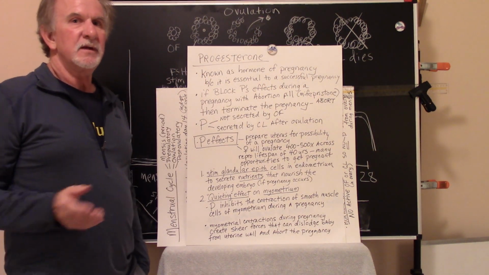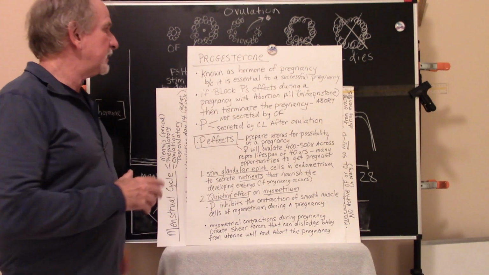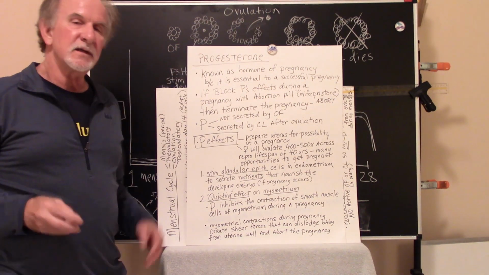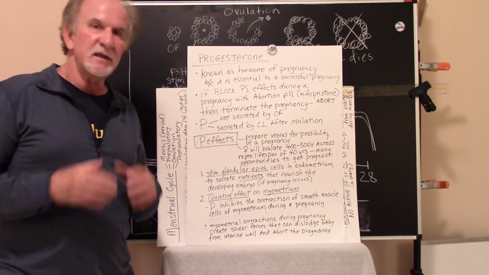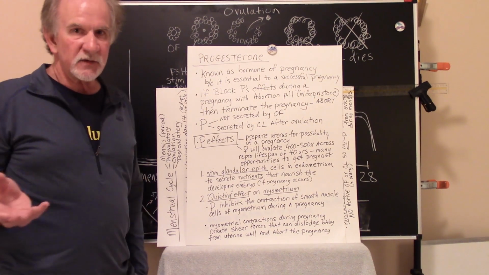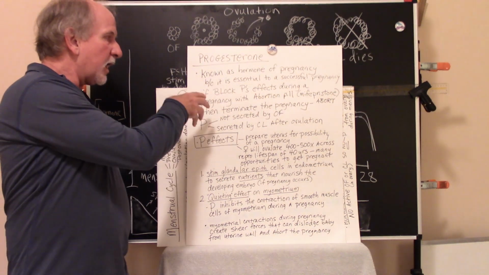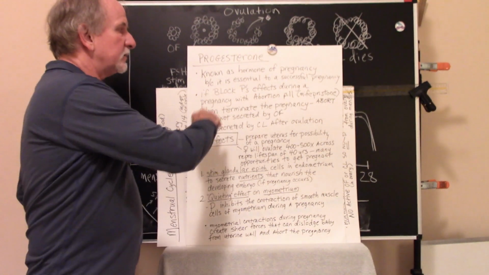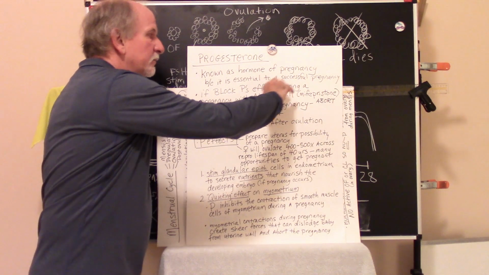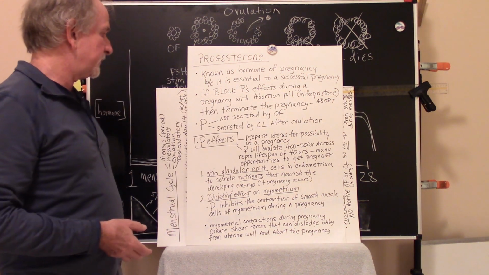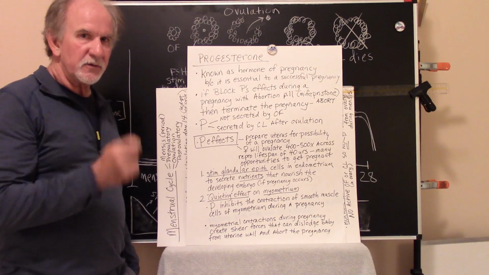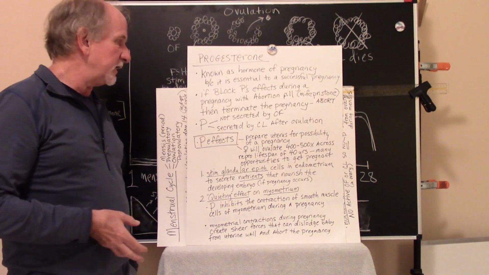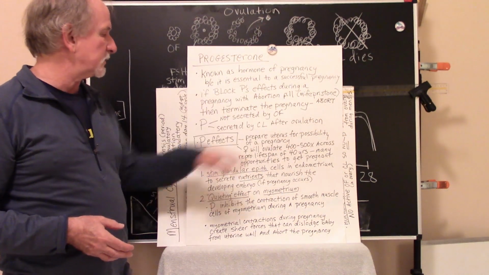Progesterone is the other sex steroid derived from cholesterol that is secreted by ovarian cells. Progesterone is known as the hormone of pregnancy because it is essential for maintaining a successful pregnancy. In fact, if you block progesterone's effects during pregnancy, particularly early in pregnancy, with what's called the abortion pill, a source of mifepristone, then you'll terminate the pregnancy. Progesterone is not secreted by the ovarian follicle. Instead, it is secreted after ovulation by the cells of the corpus luteum.